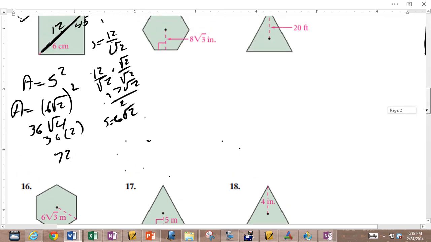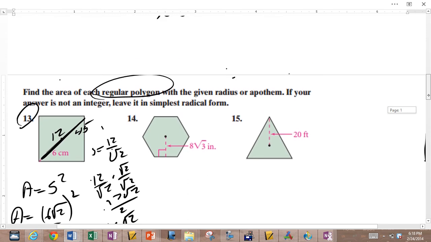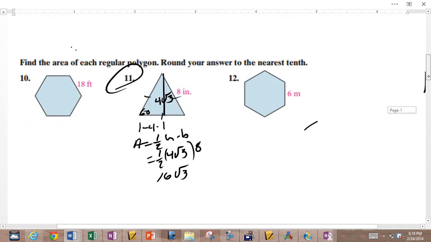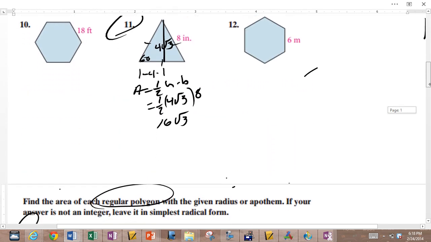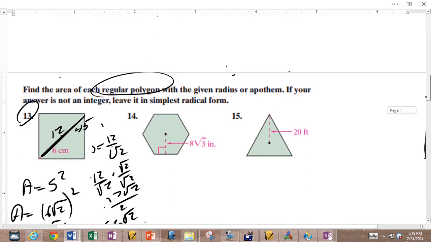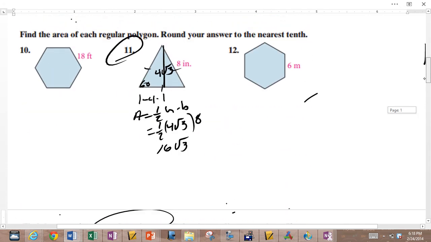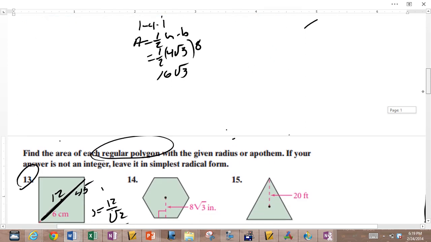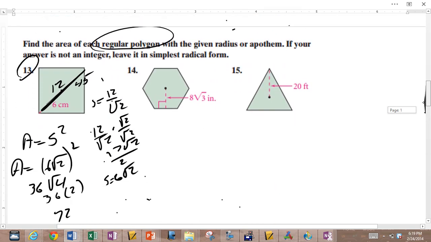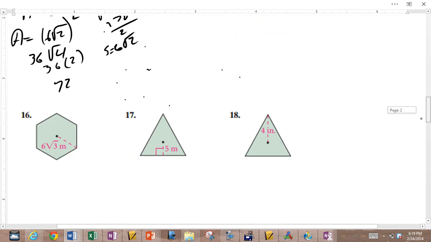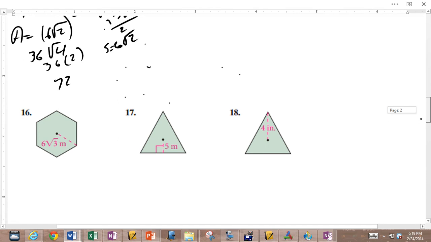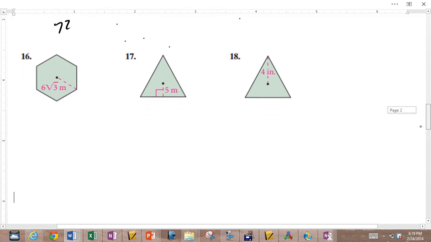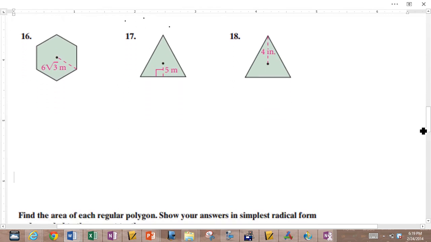So far, it appears as if, with our problems with a square and with an equilateral triangle, we can find the area by the formulas we used previously. Okay? Now let's look at number 16 per se.